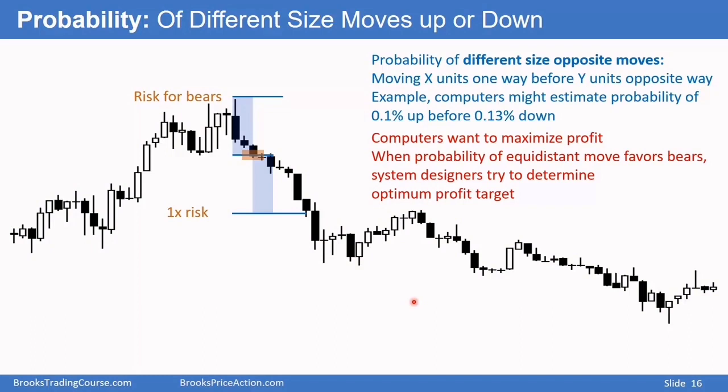Computers obviously want to maximize their profit. When the probability of an equidistant move favors the bears, the system designers are going to try to determine what the best profit target is. It might be better than simply 1 times risk. A bear selling here, here's his risk. This is the same distance, so this is 1 times risk. However, that is not necessarily the best target. The market may fall quite a bit more, especially once you start to see another breakout and another follow-through bar.